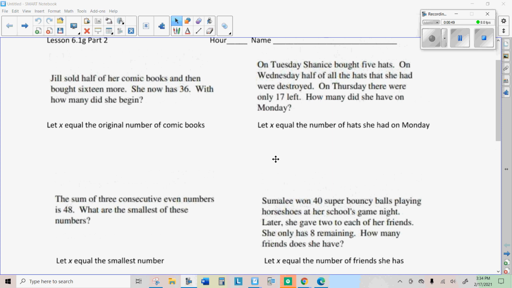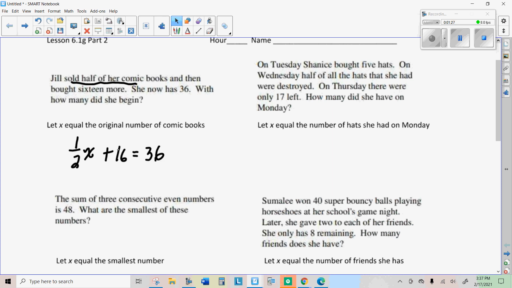So the first one, Jill sold half her comic books and then she bought 16 more. She now has 36. With how many did she begin? So we're going to let x equal the original number of comic books. It says she sold half of them. So 1 half times x represents how many she has left, or how many she sold. It should be the same amount since it's a half. And then she bought 16 more, and she now has 36.